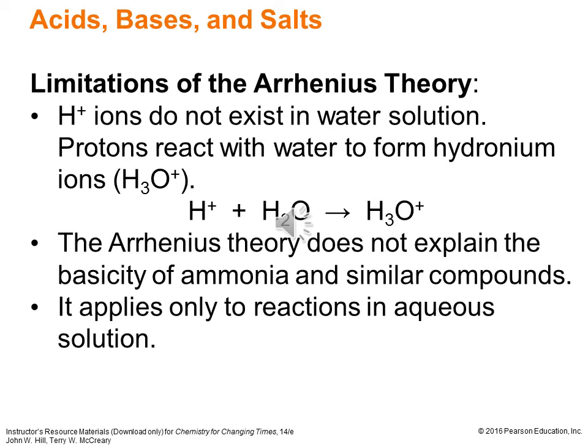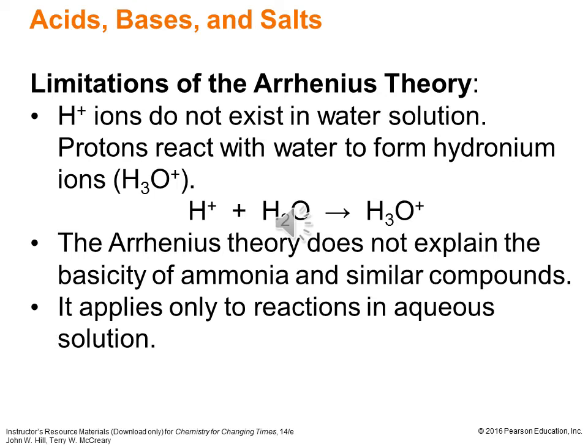Alright, so we've used the Arrhenius theory to define acids and bases. Now we'll talk a little bit about the limitations here. One of the big problems is that H+ ions, if you think back a few chapters, we said that hydrogen has 1 electron and 1 proton in most of its cases. 90-some% of hydrogen is the protium isotope. So when that electron's lost, what we're left with is just the proton, an H+ ion, and they don't exist in aqueous solution by themselves.